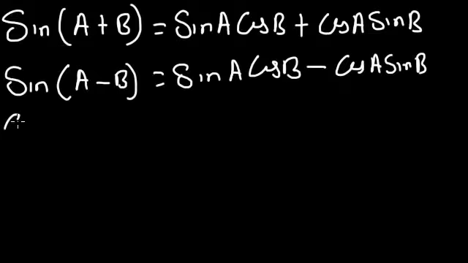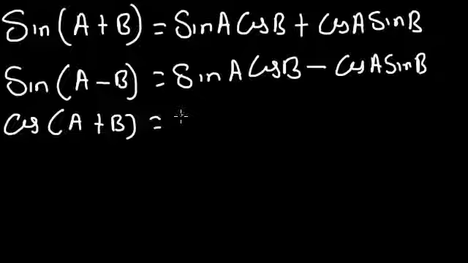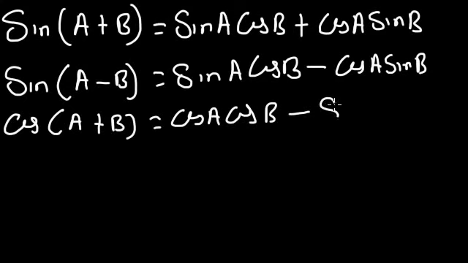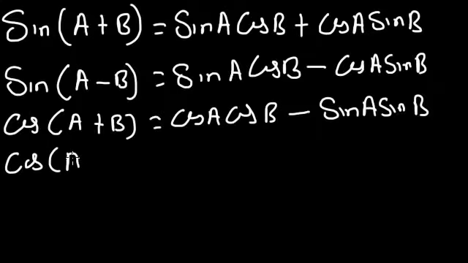Now, what if it is cosine instead of the sine? If it is cosine A plus B, this is equal to the cosine of A times the cosine of B, then minus the sine of A times the sine of B. Notice the difference between the expression when it is sine and when it is cosine. Keep that in mind.